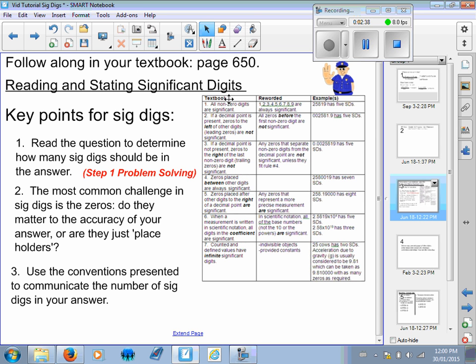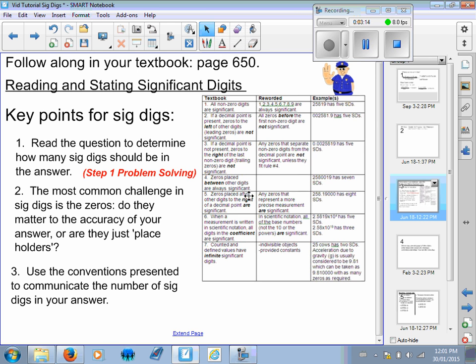The first column is what the textbook says in around page 650 in appendix A6. Right here, I've reworded it my own way to hopefully give you another level of understanding, and then I've got a couple of examples. Finally, when you communicate your answer, when you write your answer, you have to communicate the number of significant digits in the way you write your answer. Not by saying to 3 sig digs, but actually writing 3 digits in your answer. So remember to do that. These are worth communication marks on tests and quizzes.